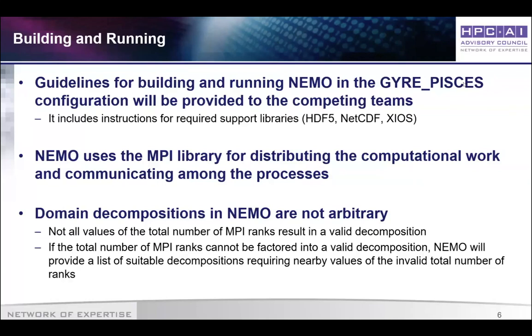The closest number it could use was 623. If the total number of MPI ranks cannot be factored into what NEMO considers a valid decomposition, it will stop with an error, but it will provide a fairly long list of other possible decompositions that the program can be run on that are close to the number that failed. And that's pretty much what I had to show you.